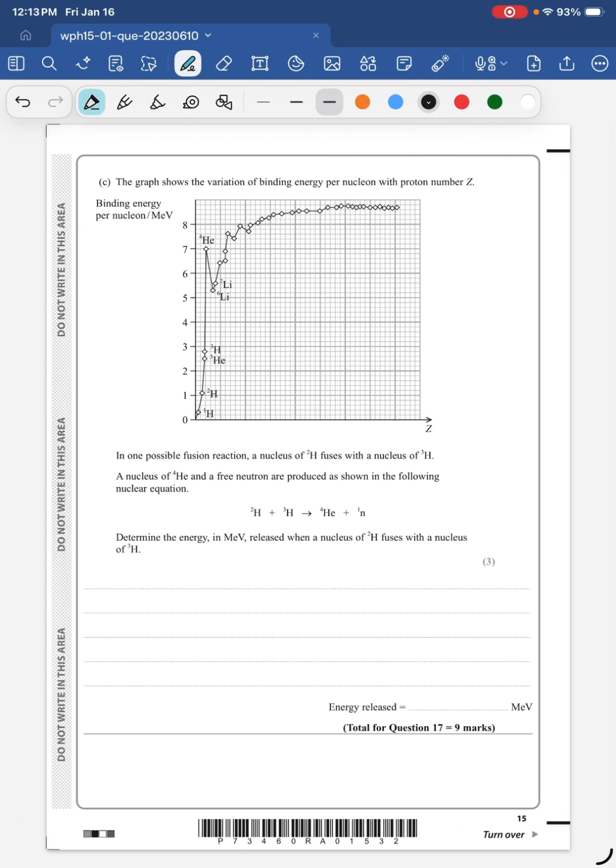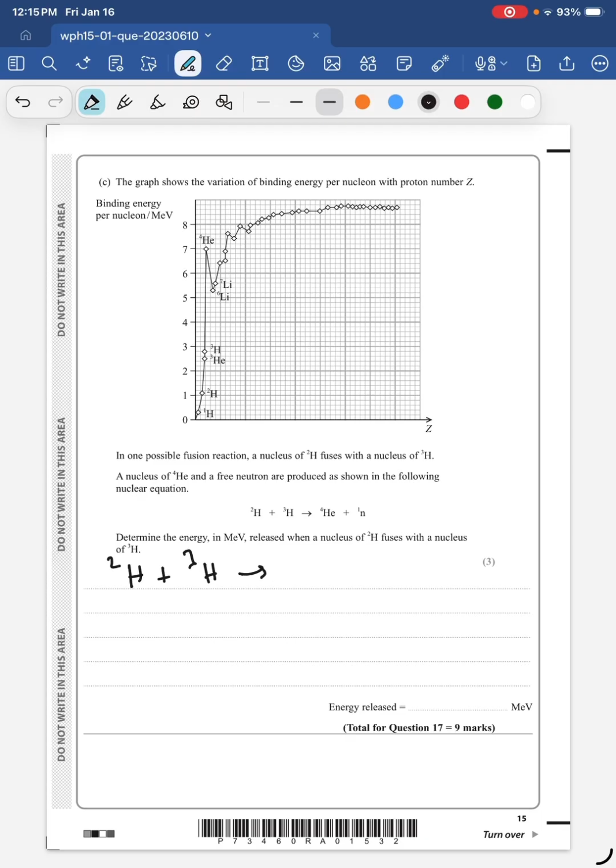Moving on to part C. The graph shows the variation of binding energy per nucleon with proton number Z. In one possible fusion reaction, a nucleus of hydrogen-2 fuses with a nucleus of hydrogen-3. A nucleus of helium-4 and a free neutron are produced as shown in the following nuclear equation. Determine the energy in MeVs released when a nucleus of hydrogen-2 fuses with a nucleus of hydrogen-3. Okay, so we need to find the binding energies to begin with.